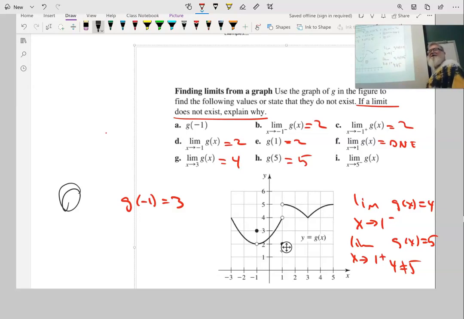So, question back there? Missed that one? All right.